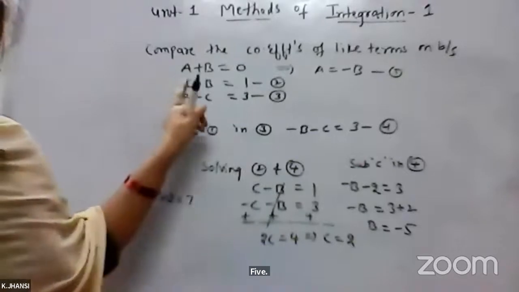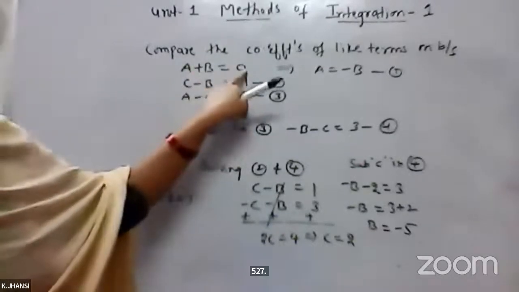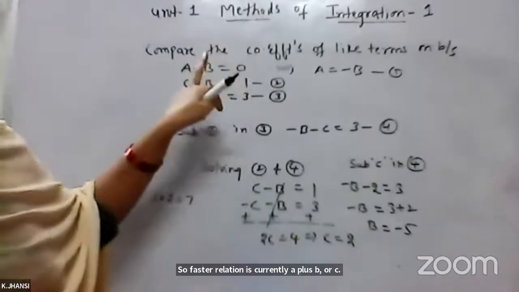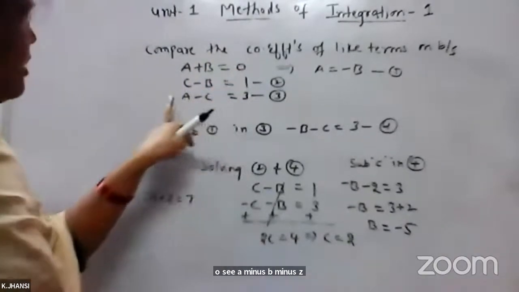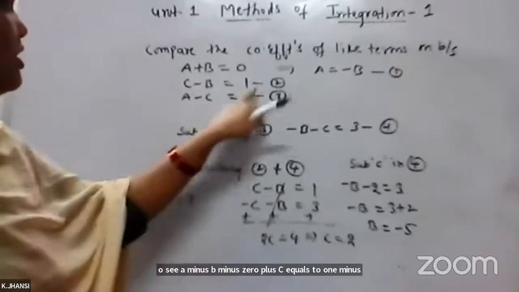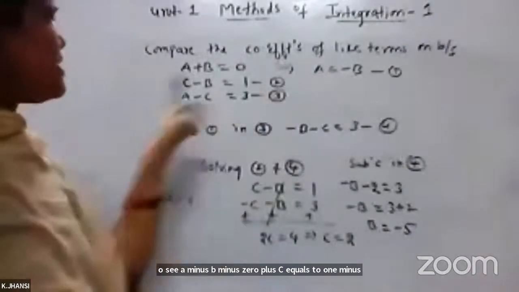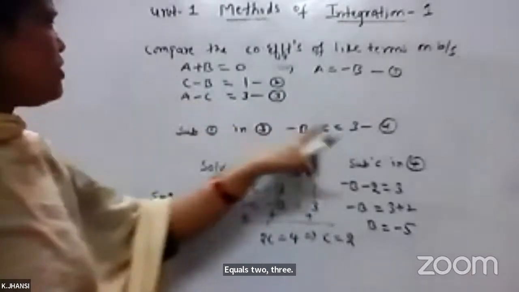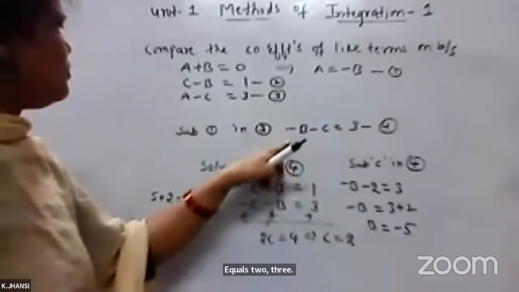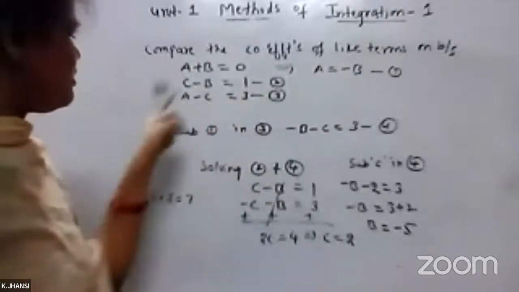So, somewhere it went wrong. So, first relation is correct only. A plus B equals to C. A equals to minus B. Next, minus B plus C equals to 1. A minus C equals to 3. So A is equals to minus B. If we substitute here, minus B minus C equals to 3. So 4 and 2 we have done.